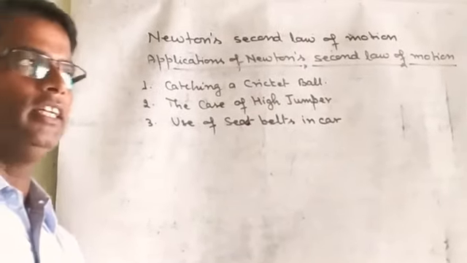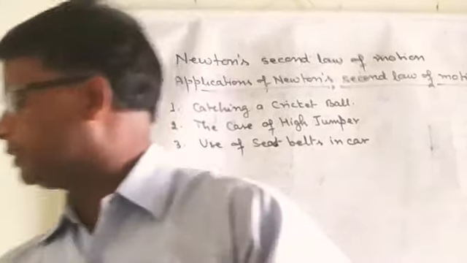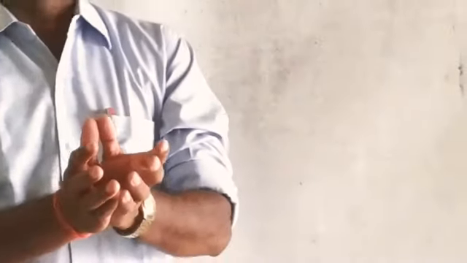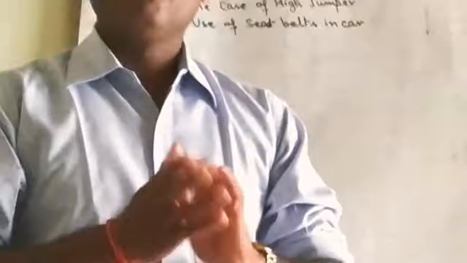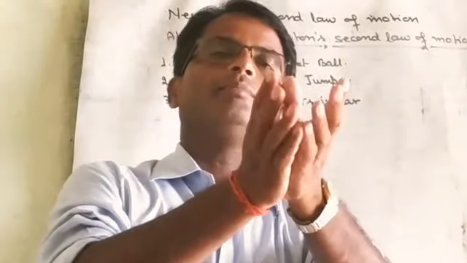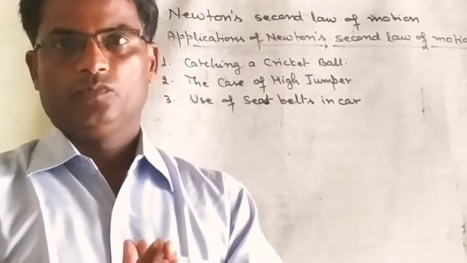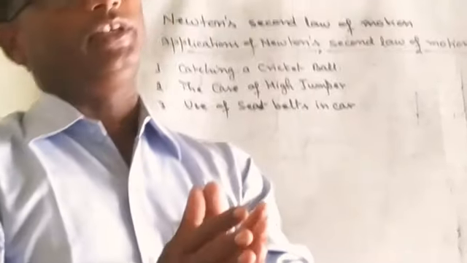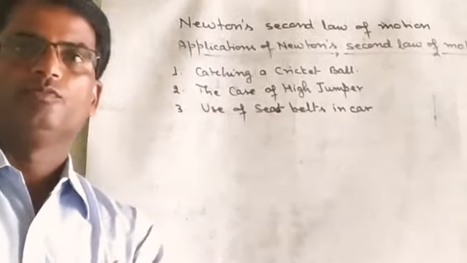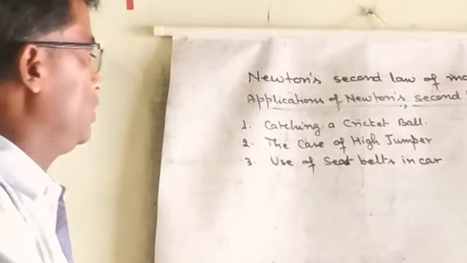When a player catches the ball like this, what happens? They are not able to catch the ball, his palm also hurts and the catch is dropped. Why? Because the momentum of that ball is very high, and here the momentum is 0. That's why the ball's momentum does not come to 0, and we cannot catch the ball.